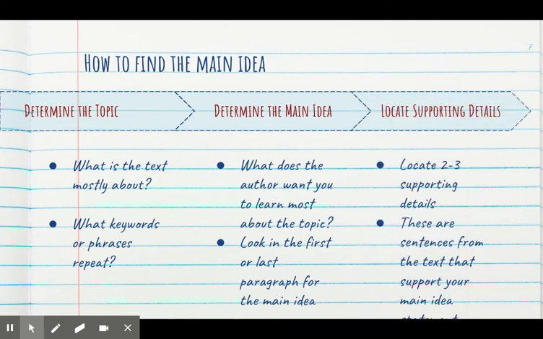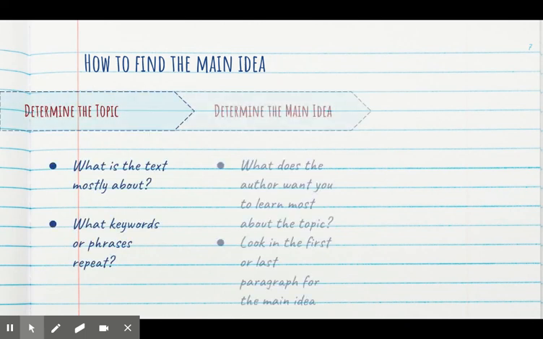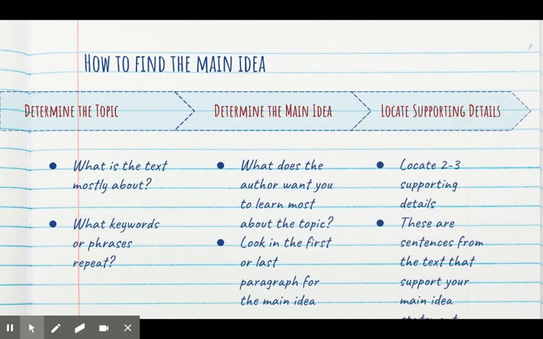Then we need to locate supporting details. So depending on the length of the text, anywhere from 2 to 3 details is reasonable. The longer the text, the more details you want to support your main idea. These are sentences directly from the text that support your main idea statement. So it goes in that order. Topic, main idea, supporting details. You're going to practice this now with your teacher, and then you're going to get a chance to do this on your own today as well.